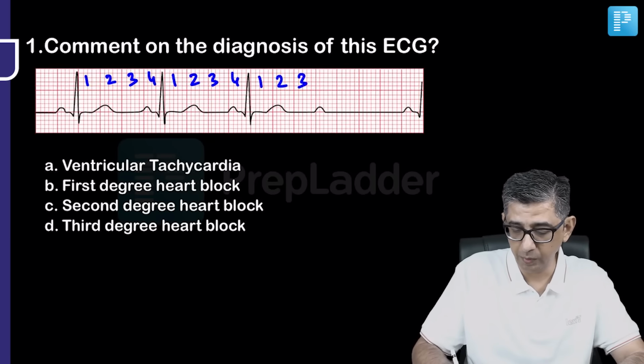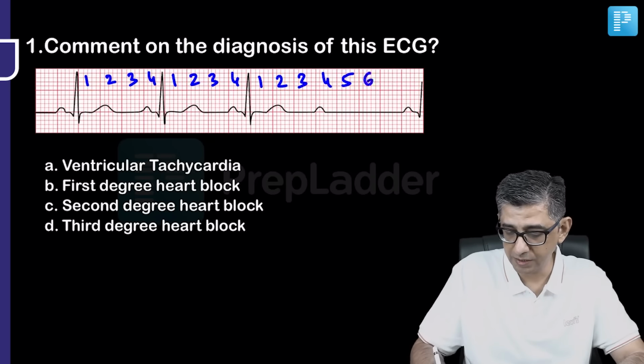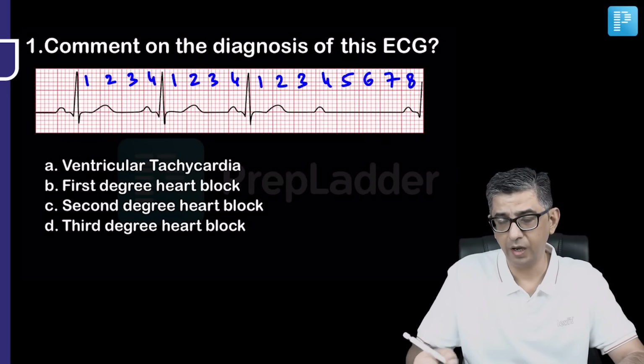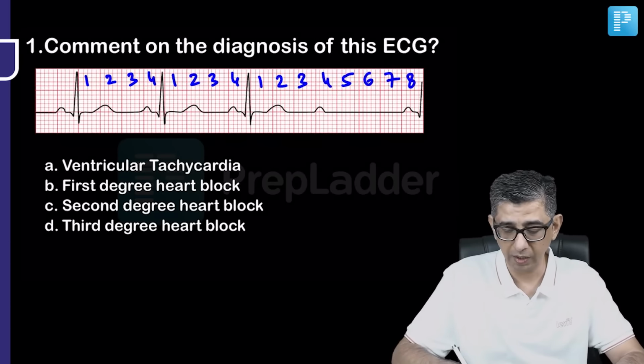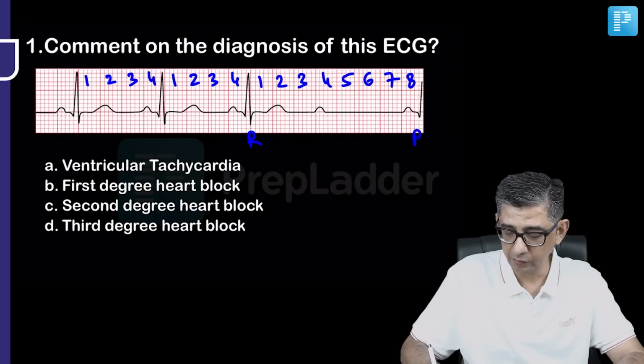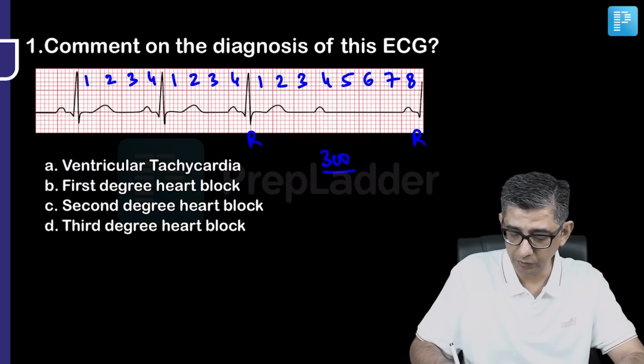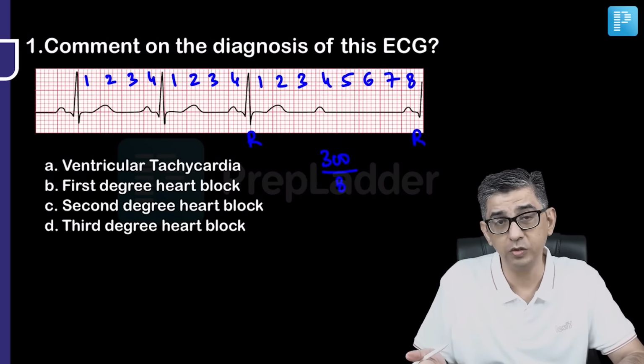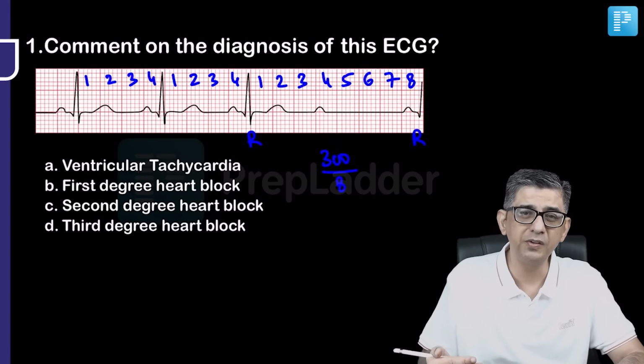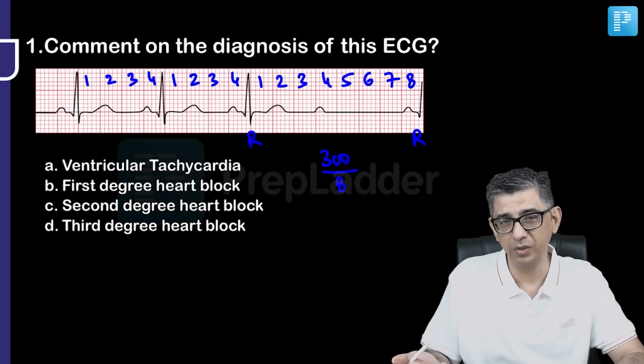You can notice the number of large squares suddenly increasing to almost 8 large squares between the two R waves, which means that the heart rate of this patient at this particular point of time would be 300 divided by 8, something in the range of less than 40. Though that gives a hint to the diagnosis, let's just work out the information.